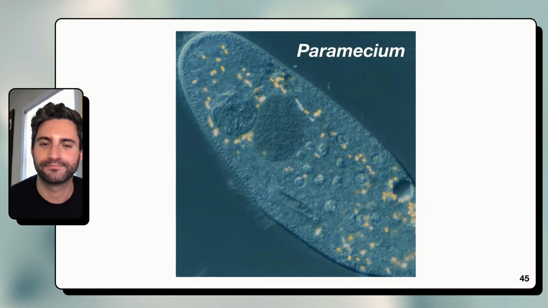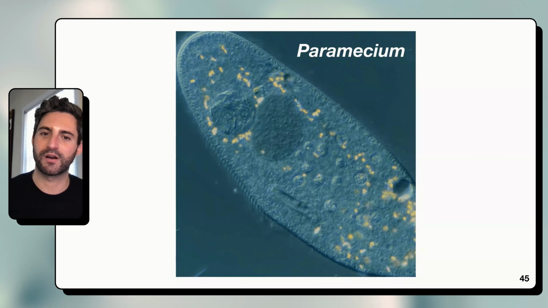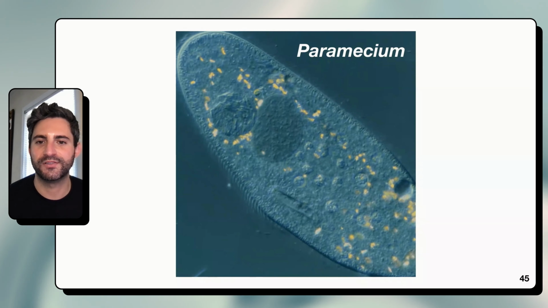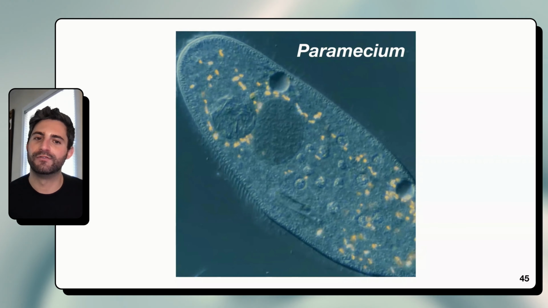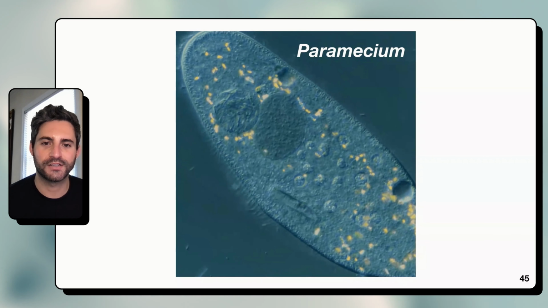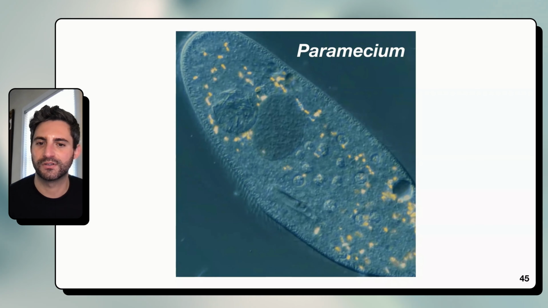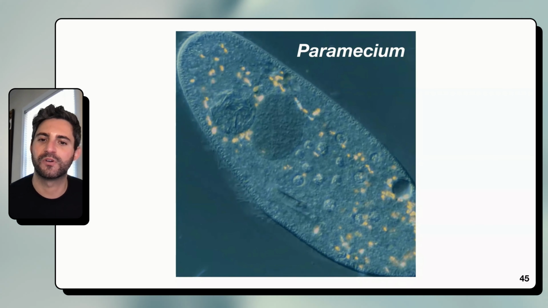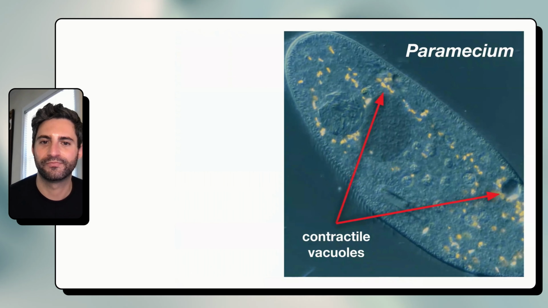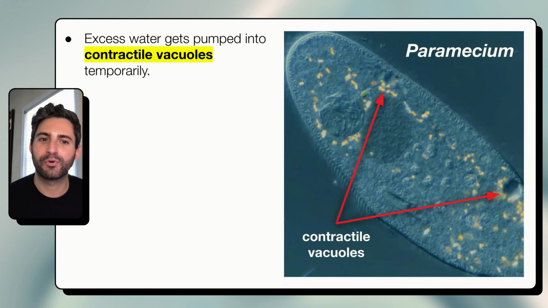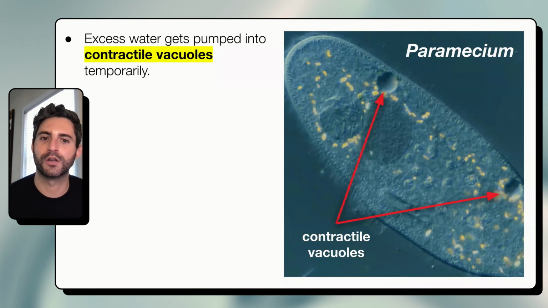Meet paramecium. Paramecium is a single-celled organism that lives in freshwater environments, such as Blackfriar Pond. The interior of a paramecium is hypertonic to its environment, meaning it has a higher concentration of solutes. This difference in concentration causes water to flow into the paramecium via osmosis. But what prevents this paramecium from swelling up too much? The answer is its contractile vacuoles. These structures temporarily store excess water and expel it, preventing the cell from bursting or undergoing lysis.